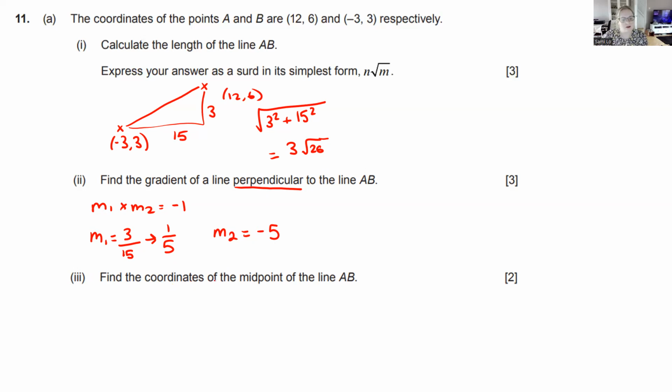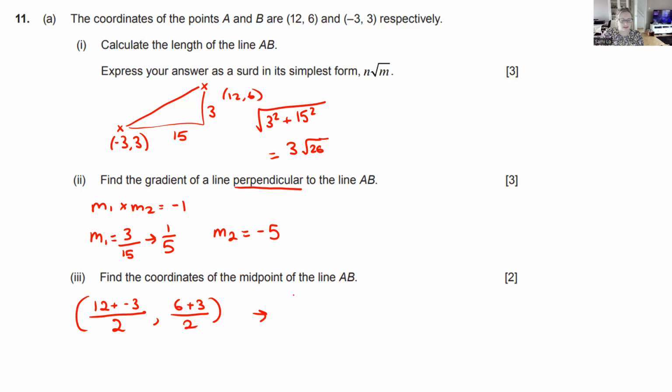Find the coordinates of the midpoint of the line AB. So midpoint means in the middle. So remember, you're going to add them together, then divide by 2 to find that middle part. So let's go. 12 plus -3. So that's both my x's added together, divided by 2. And then on the other one, we're going to have 6 plus 3 divided by 2. And that will give us our coordinates.